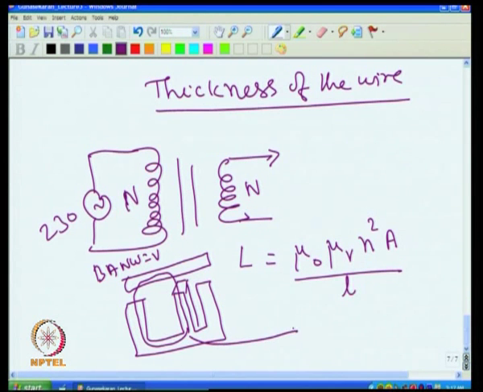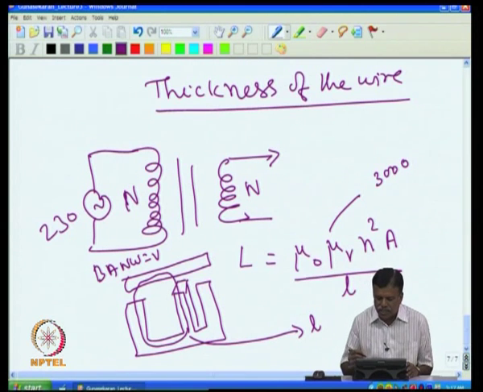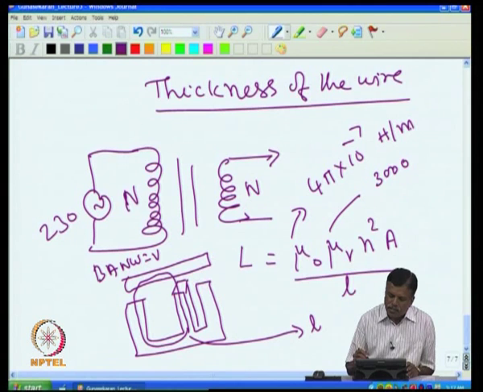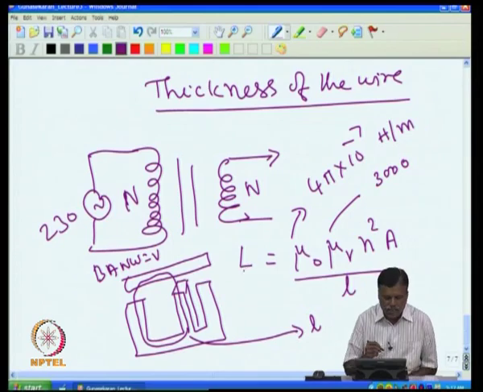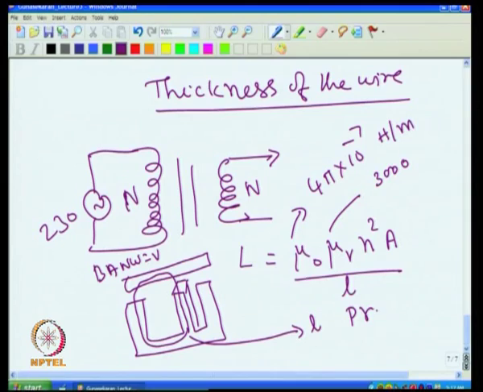That is the value l, and mu r for this core is around 3000. For the CRGO core, this is actually coming as 3000. The mu naught is known, that is 4 pi into 10 power minus 7 Henry per meter. We have already selected N and we know l, all the quantities are known. So, one can find out what is L. If L is known, then the primary current can be determined.